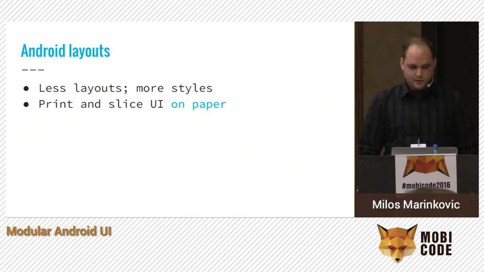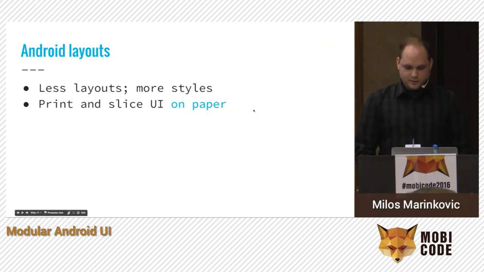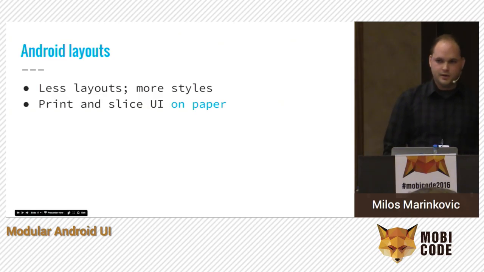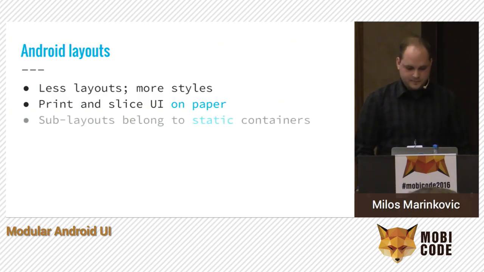A good practice we generally do is print and slice UI on paper. It may seem like a silly thing to do, but it's very interesting to see around, and our designer really loves it. So we're doing it, and it helps us visualize which parts of UI should be self-contained components.